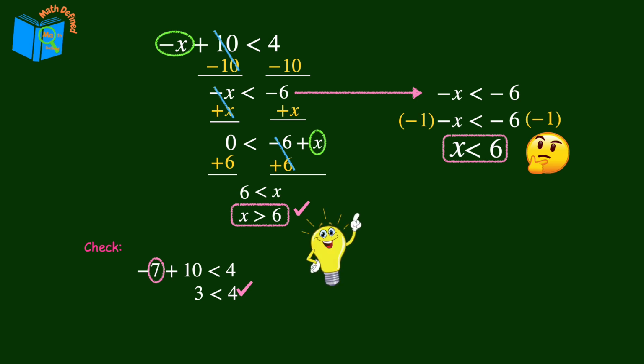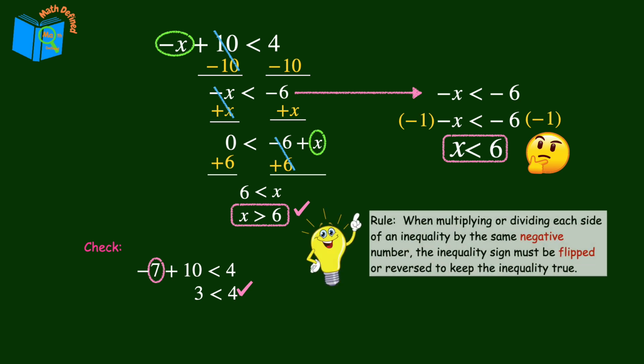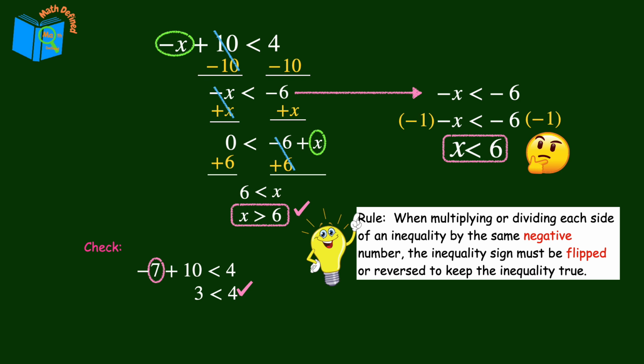This dilemma forced mathematicians to deal with this problem by creating a rule. When multiplying or dividing each side of an inequality by the same negative number, the inequality sign must be flipped or reversed to keep the inequality true. Remembering this rule will get you the correct solution every time, and now you know why.